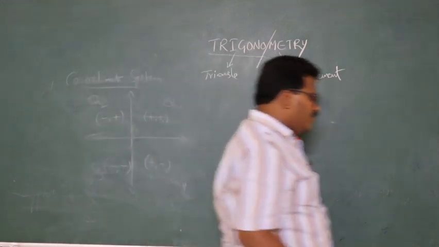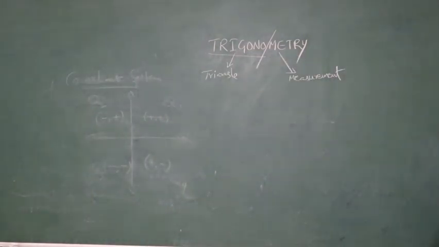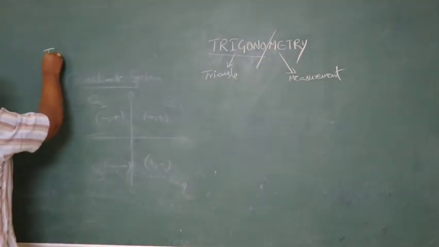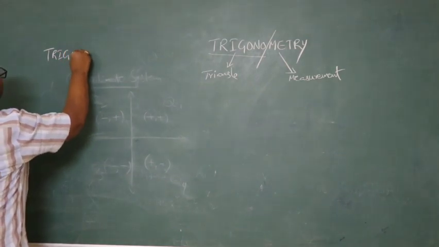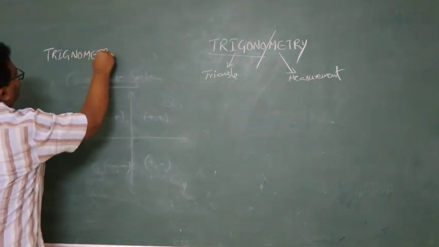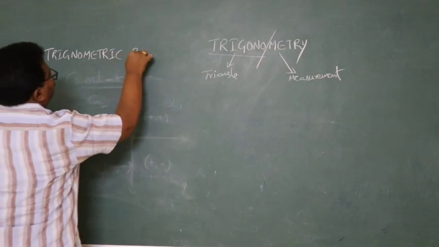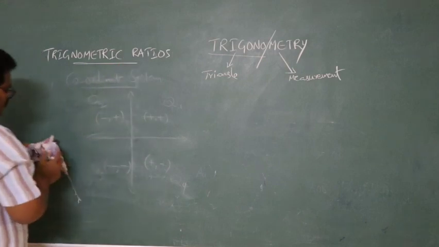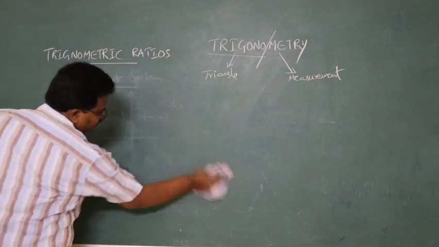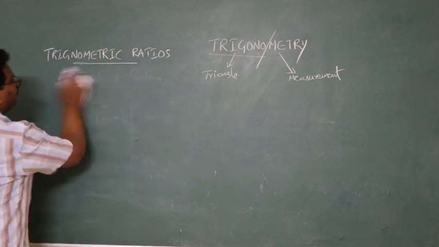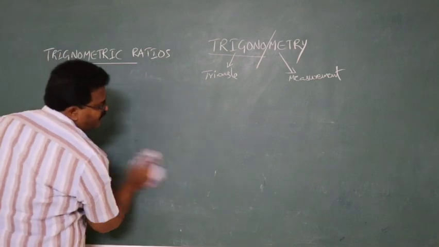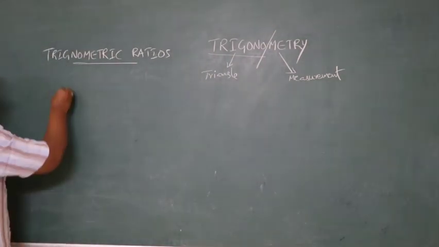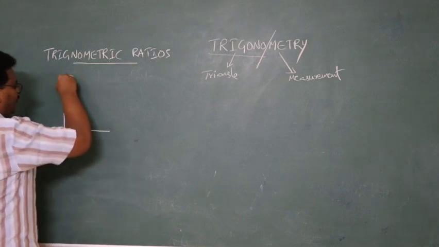Now I am going to discuss the trigonometric ratios. Very important. What is meant by trigonometric ratios? The relation between angles and sides, expressed in ratios. We call that trigonometric ratios. We will discuss this in a right angle triangle.